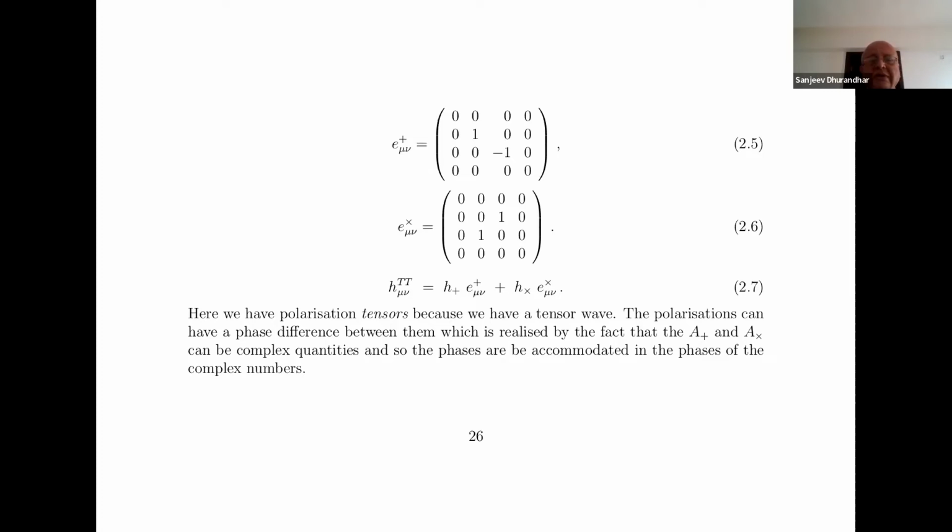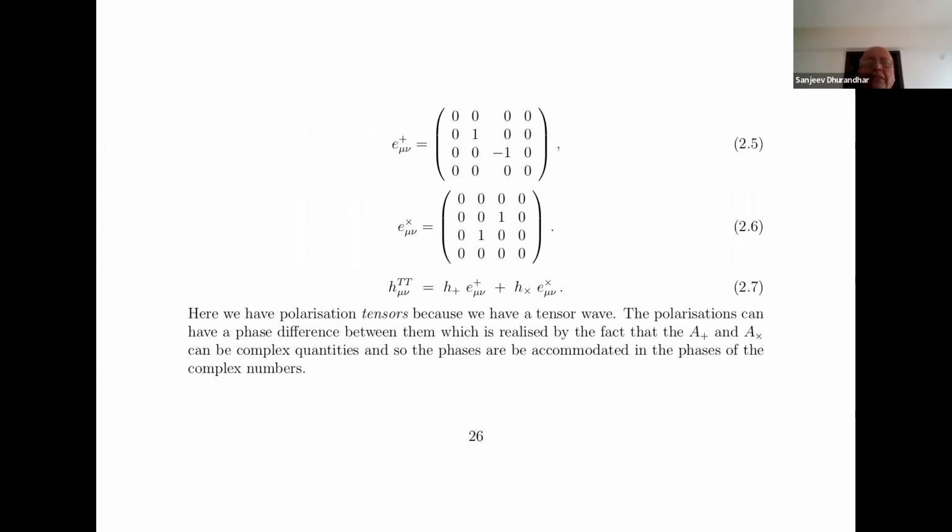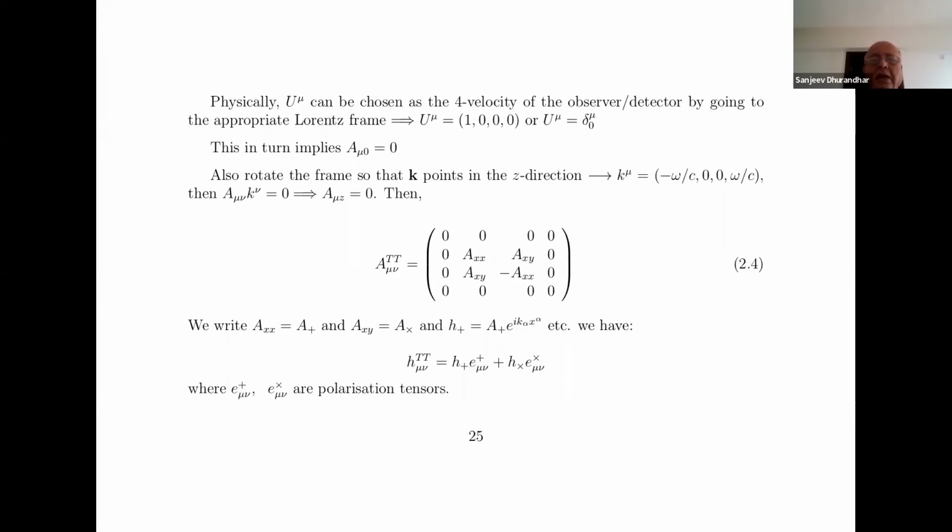The polarizations can have a phase difference between them, just as you can have the same thing in electrodynamics, which is realized by the fact that A plus and A cross can be complex quantities. So the phases can be accommodated in the phases of the complex numbers. That's one of the usefulness of using complex numbers. They do this very efficiently and compactly: phases can be automatically included in the amplitudes, and the whole physical description can be given pretty well.